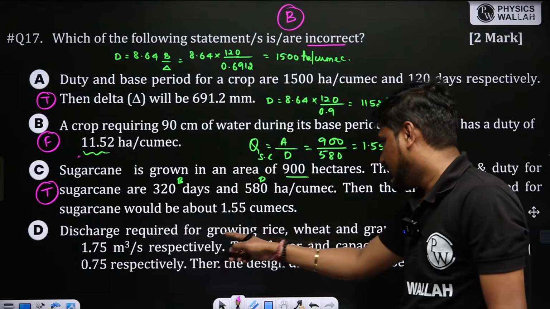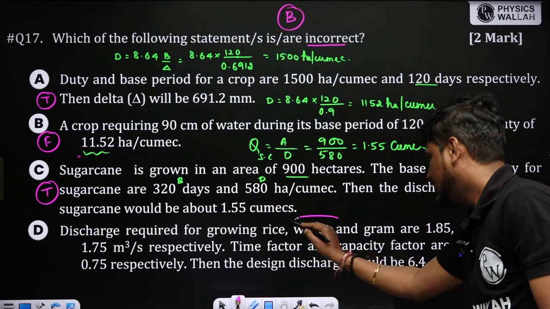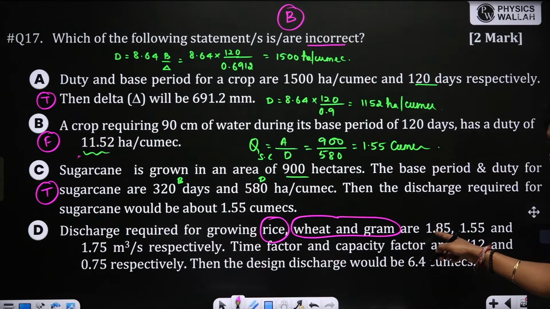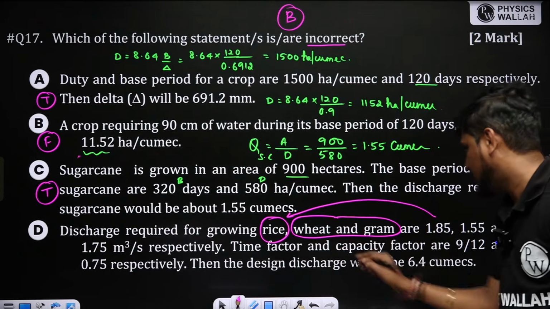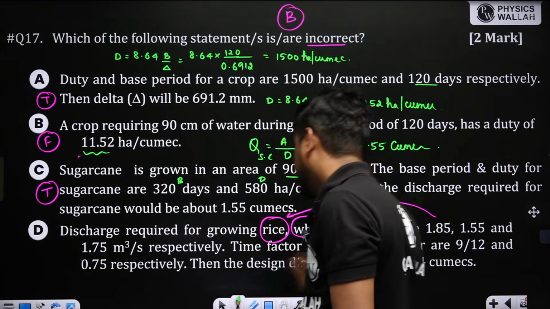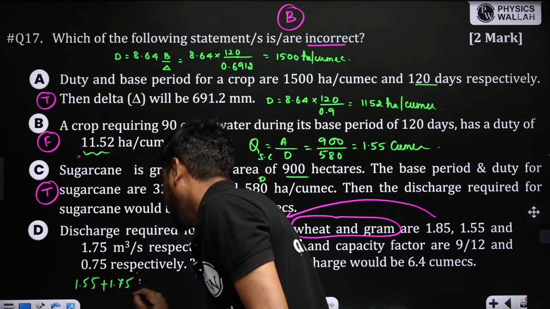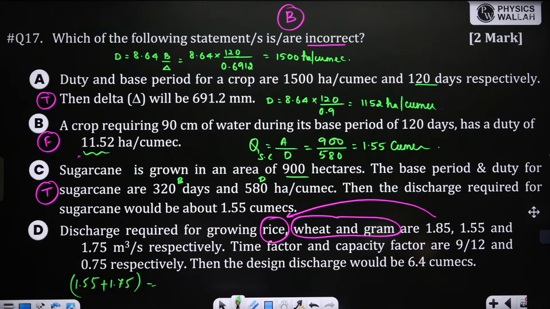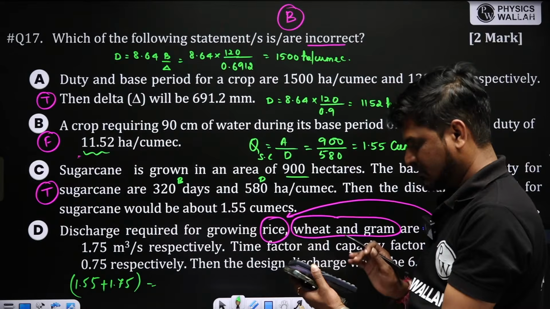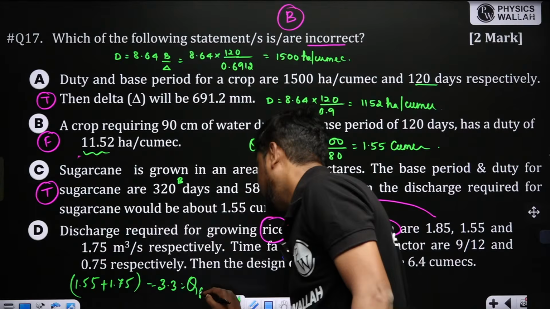So the discharge required for growing rice, wheat and gram. Okay, three values: rice, wheat and gram. These two are rabi crops. This is a kharif crop. Now see, 1.85 is for rice. 1.55 plus 1.75, how much will you get? 3.3. This is the discharge required.